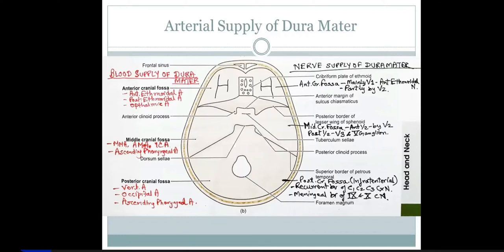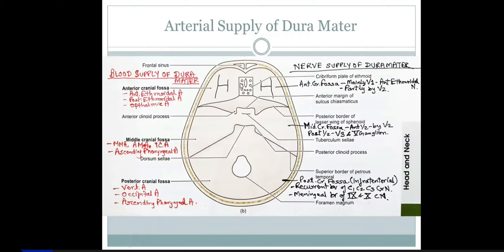It's not so tightly attached, like the periosteum of other bones, which is not separable. But here, this endosteal layer of the dura, when you remove the cranial wall, you'll find it easily separable. Although not on the floor; in the floor of the cranial cavity, the dura is not easily separable.